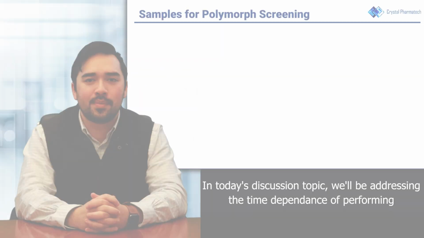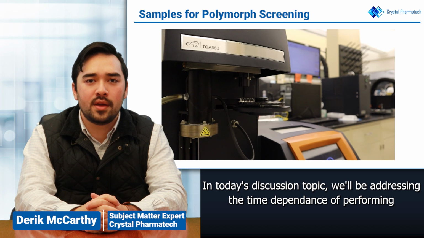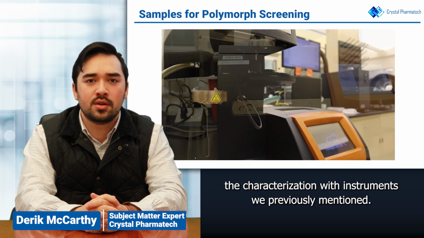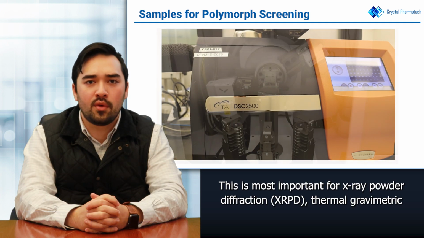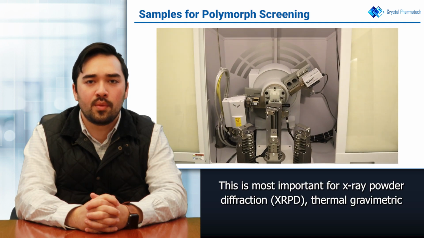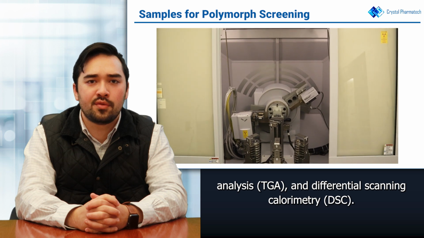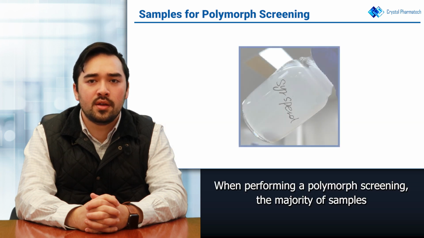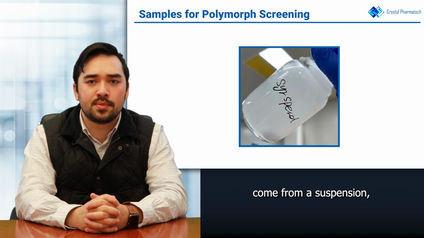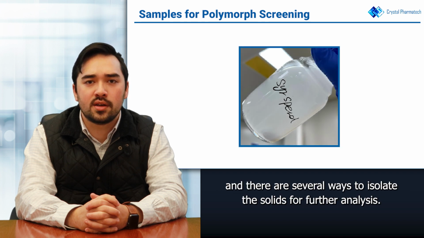In today's discussion topic, we'll be addressing the time dependence of performing the characterization with instruments we previously mentioned. This is most important for X-ray powder diffraction, thermal gravimetric analysis, and differential scanning calorimetry. When performing a polymorph screening, the majority of samples come from a suspension, and there are several ways to isolate the solids for further analysis.